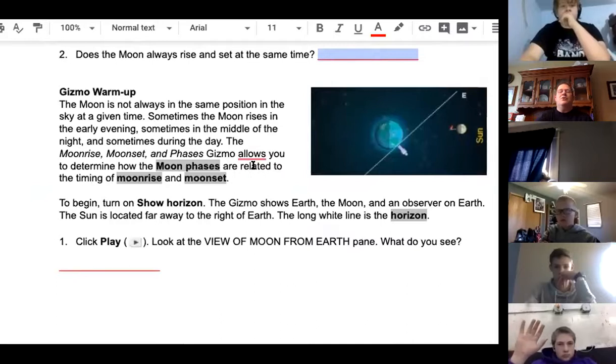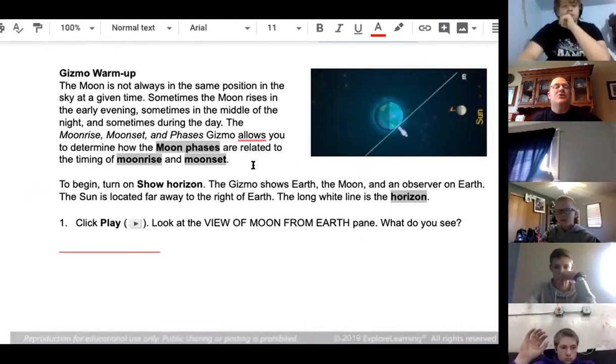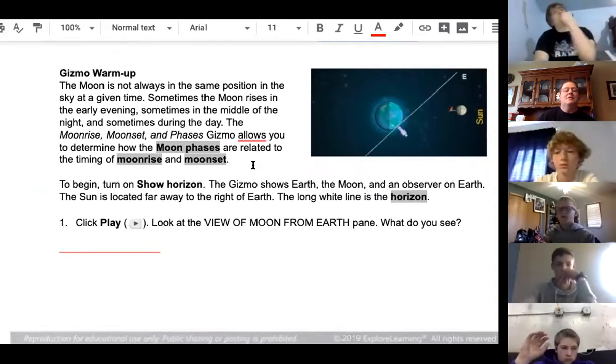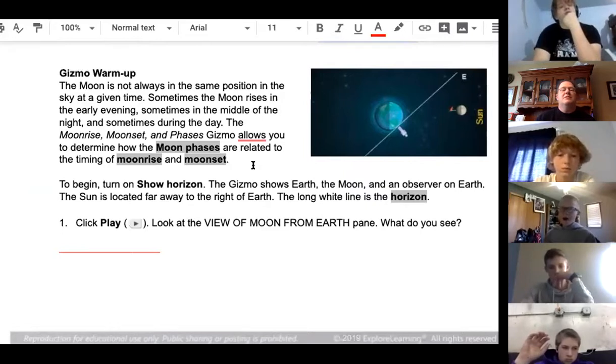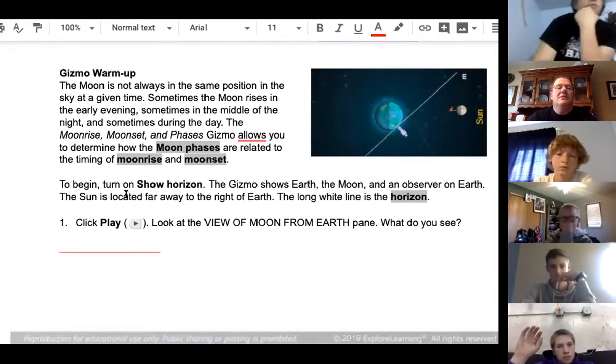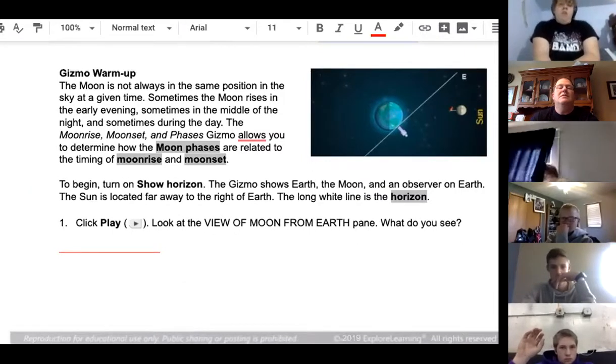And then if you look at your lab sheet again, it says the moon is not always in the same position in the sky at a given time. Sometimes the moon rises in the early evening, sometimes in the middle of the night, and sometimes during the day. The moonrise, moonset, and phases gizmo allows you to determine how the moon phases are related to the timing of moonrise and moonset. Okay, so it says to begin, turn on show horizon.